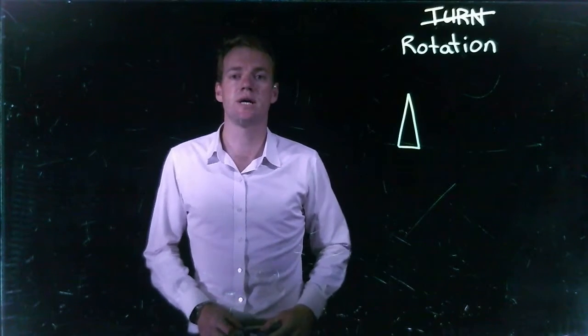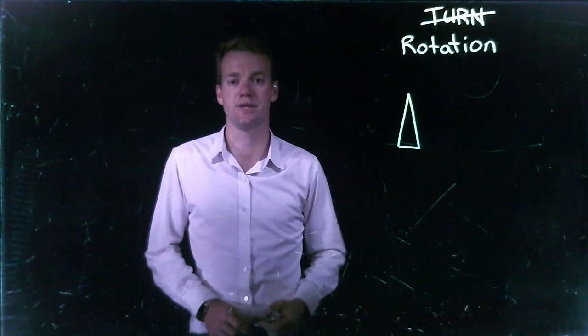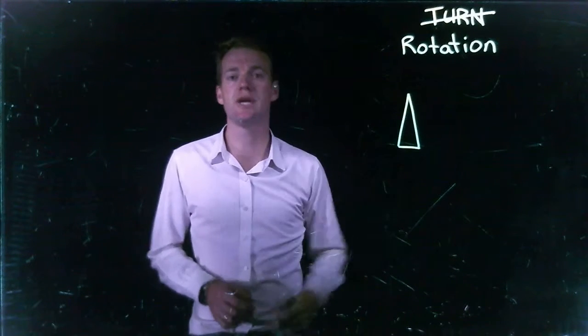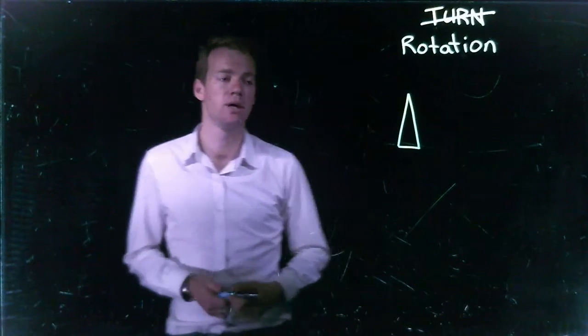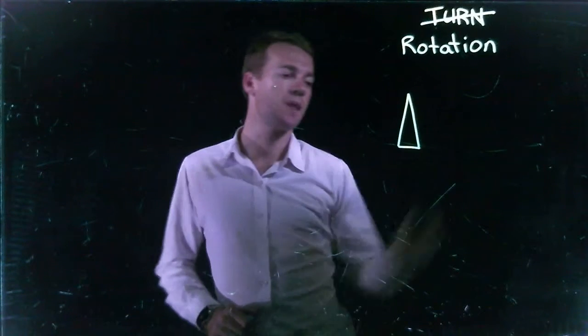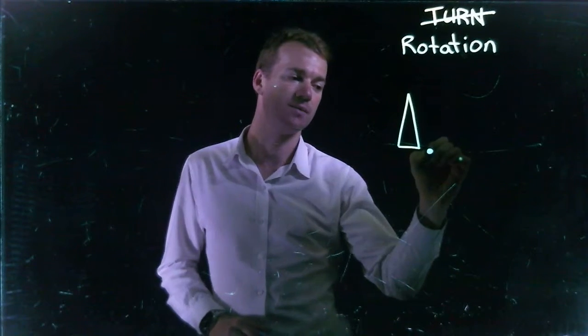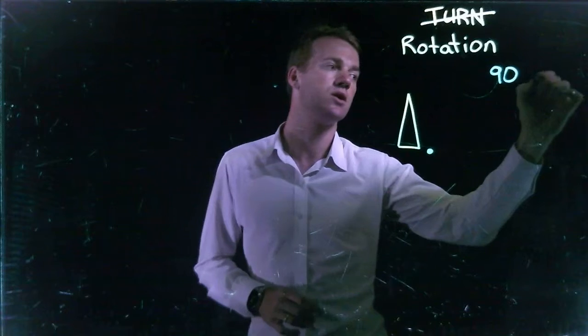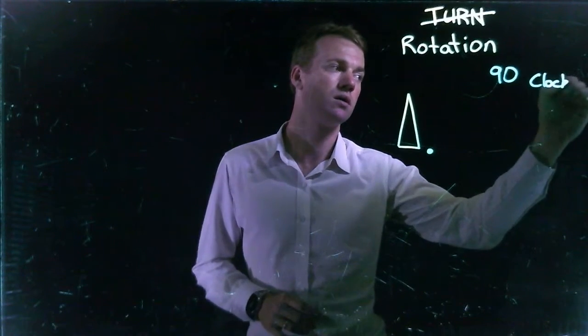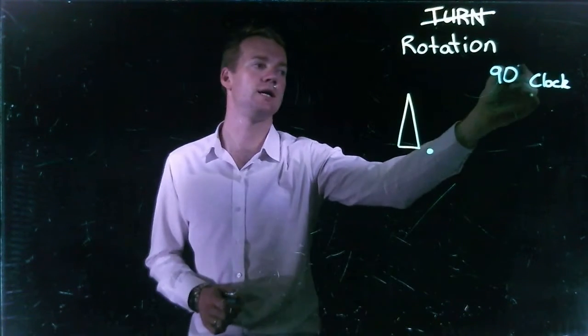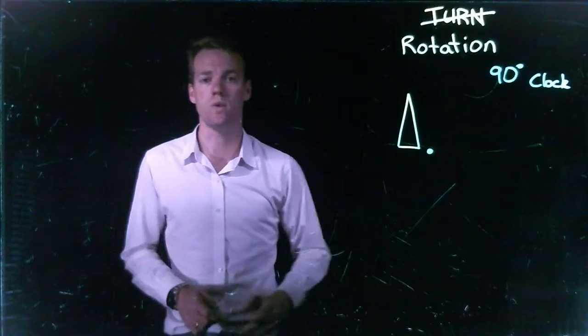And the final term we're going to look at is rotation. So rotation is turning a shape around a point. So say I've got this triangle here and I want to rotate it around this point here. So I'm going to rotate it 90 degrees clockwise.